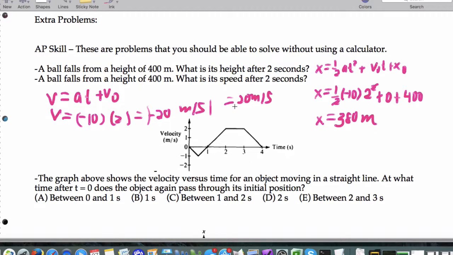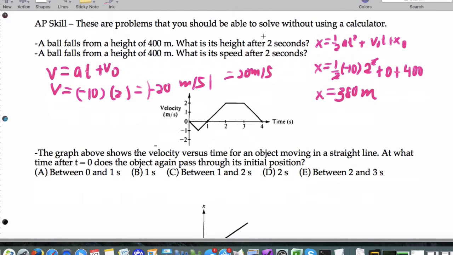Now here, we want to know at what time after t equals 0 does the object again pass through the initial position? We're assuming that the object starts at the initial position. Now we can't say that it happens at 1 second. Let's be really clear.